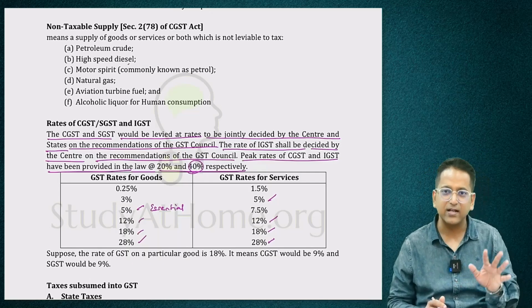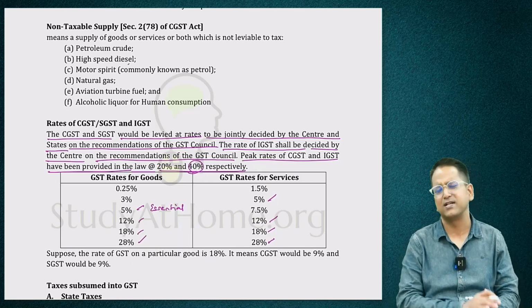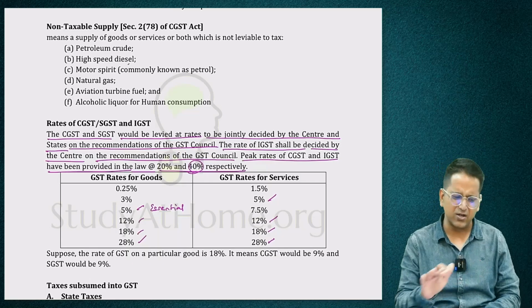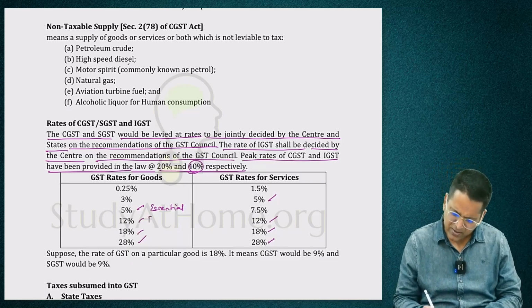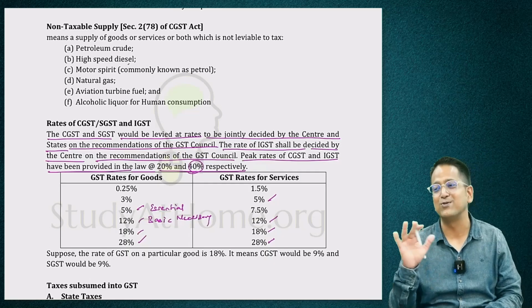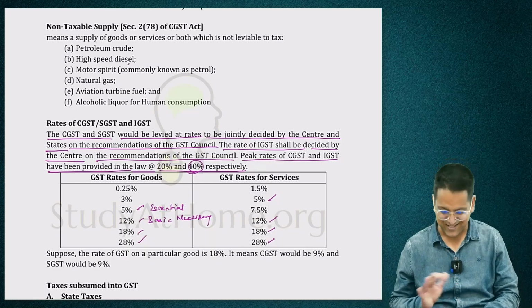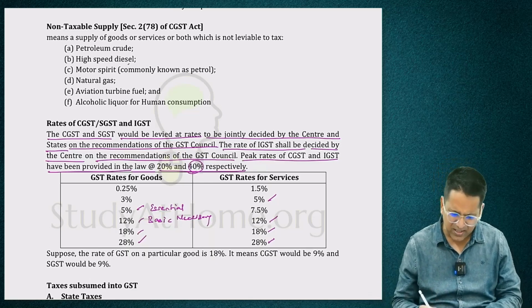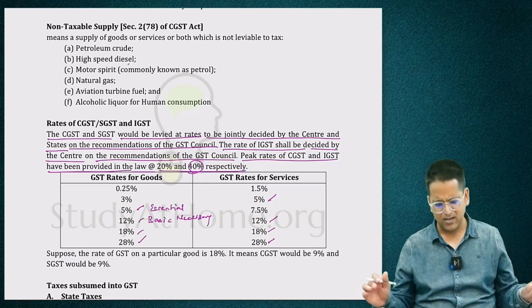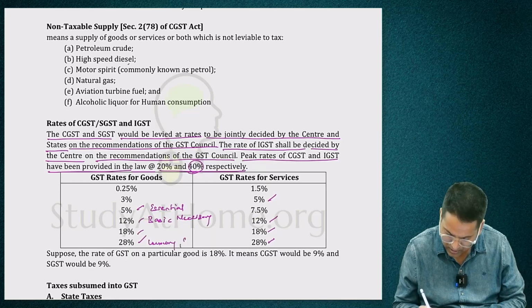We are not talking about 0. What are the other rates besides 0? There's a 5% GST rate on essential goods. 12% is applied to basic necessities. Essential means very necessary. Basic necessity means it's necessary. In 18%, it's normal. And in 28% come luxury items and sin items.